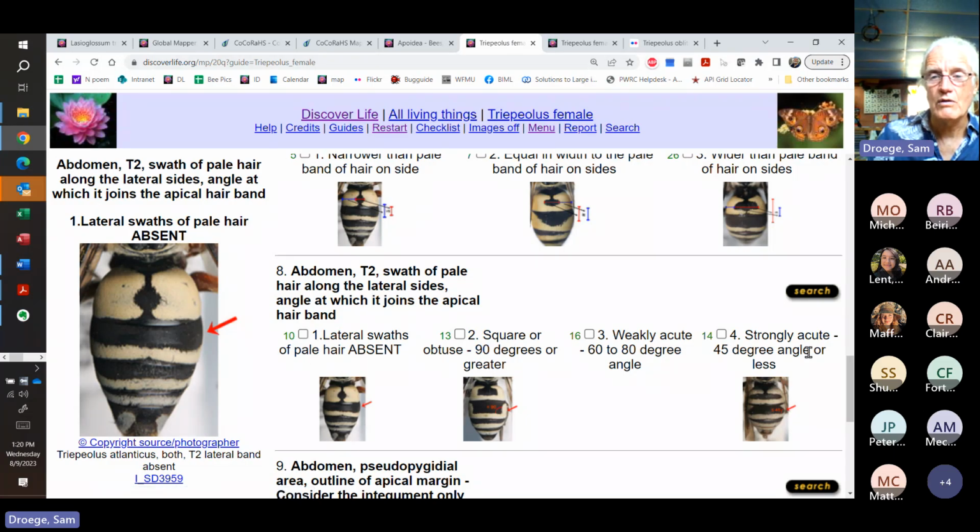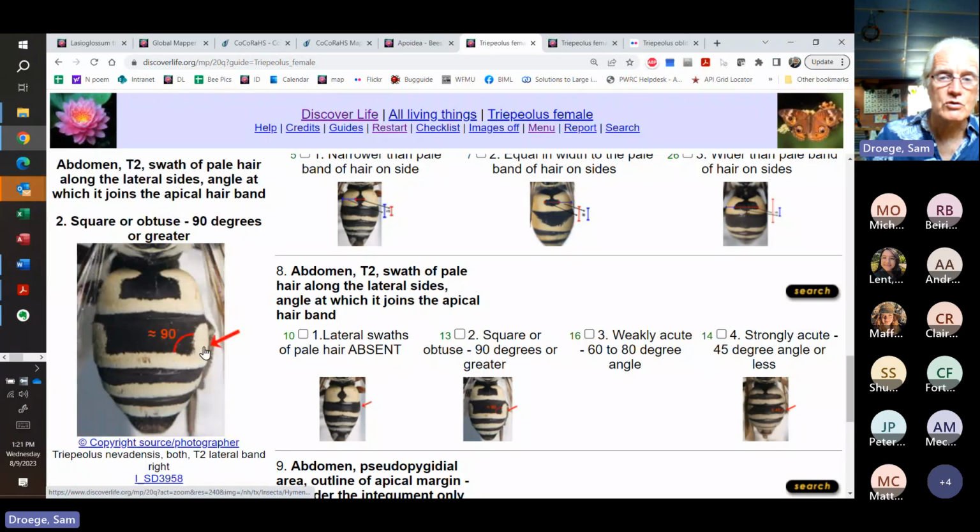Again, a lot of these things will have overlapping membership in a particular species. Then the next one is that these hairs are square or obtuse. So now there are lateral hairs. Oh, I can see them. What's the angle between the apical band and this lateral band? And if we are lucky, well, it doesn't matter, because we're saying square or obtuse. So square would be 90 degrees, as you can see here, just like a carpenter square, and obtuse would be this angle here would kick out like that.